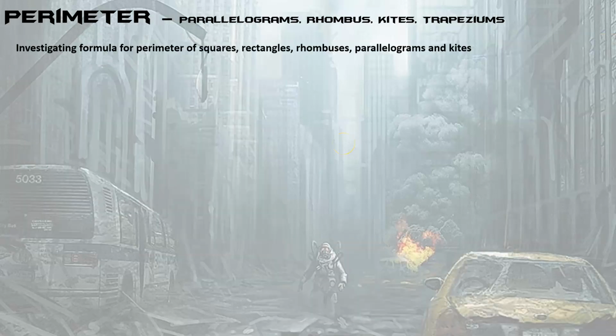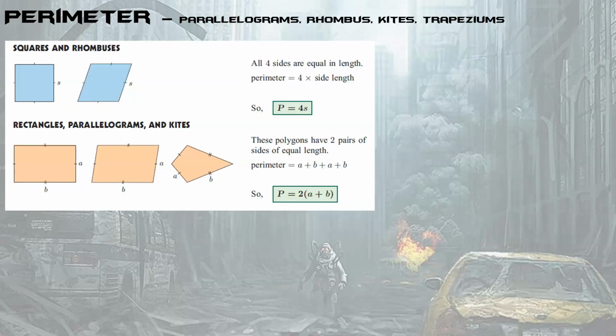Now we're going to look at the perimeter for squares, rectangles, rhombuses, parallelograms, and kites. To start off with, a square and a rhombus. A rhombus is just a pushed over square. So if a square has equal sides, its perimeter would just be 4 times the length of its side. So we can say that the perimeter for a square and a rhombus is just 4s, where s represents side length.